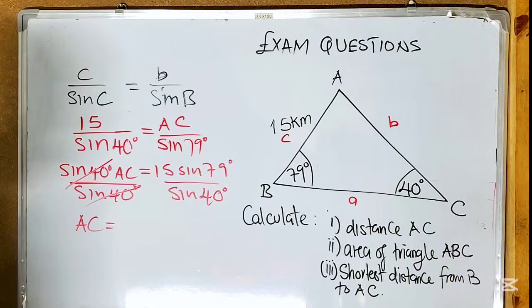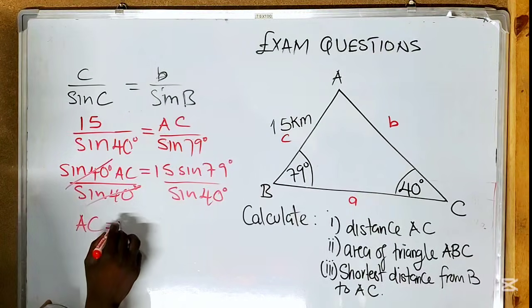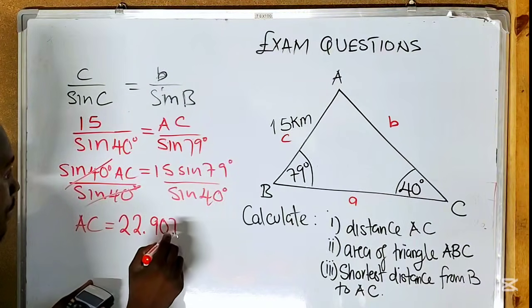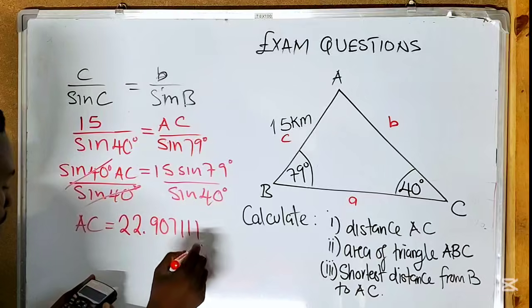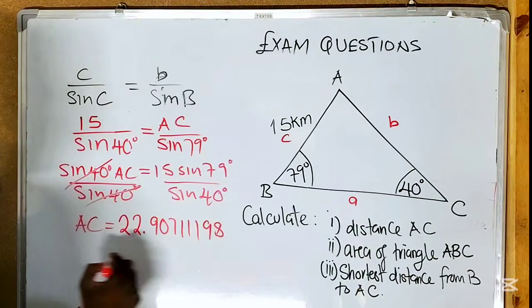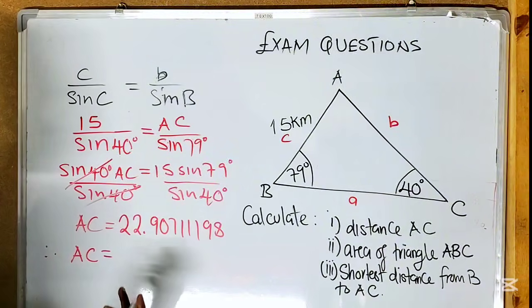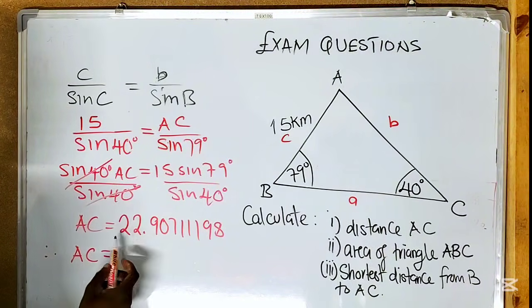So I'm going to say 15 sine 79 divided by sine 40. This is giving me 22.9071198. Now, the degree of accuracy is not specified. Let's leave our answer correct to three significant figures.